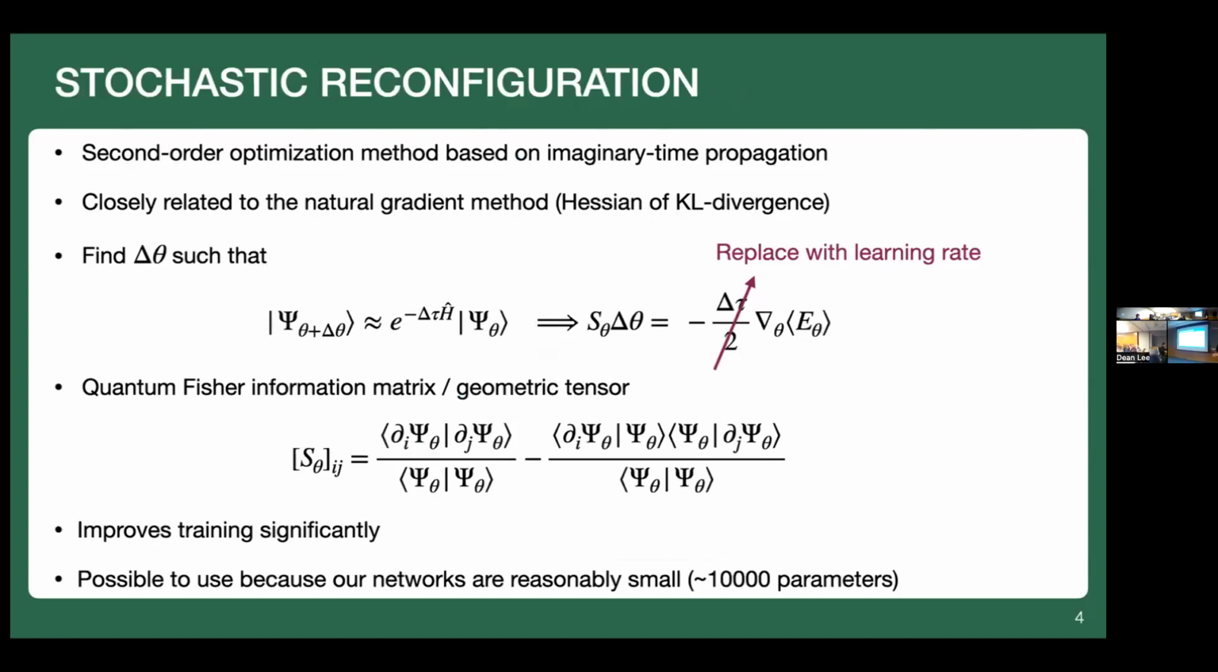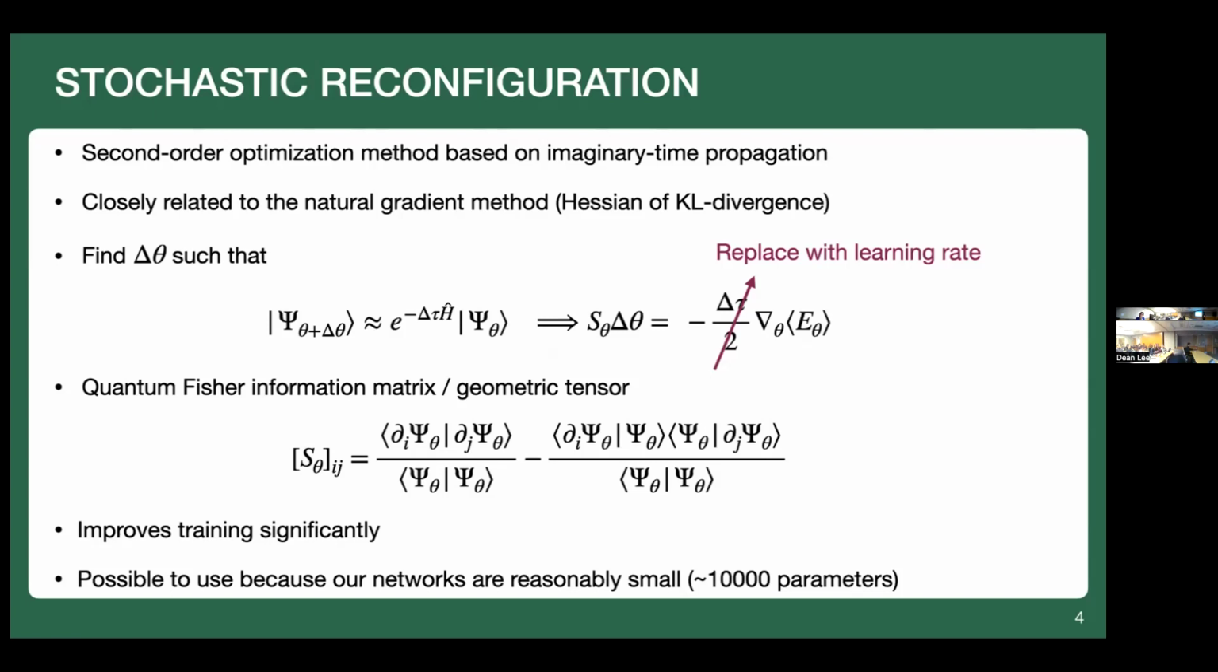Now, I mentioned that our wave functions are pretty large, but they're small in the context of neural networks. So this means that we can use a more sophisticated optimization algorithm, which is second order, and it's based on imaginary time propagation, but it's really closely related to the natural gradient method. And so that's more of a machine learning context, so you can derive it in a completely physics way by applying the imaginary time propagator for a small step in imaginary time on your initial state, and then trying to find the changing parameters that best fits that small step in imaginary time.